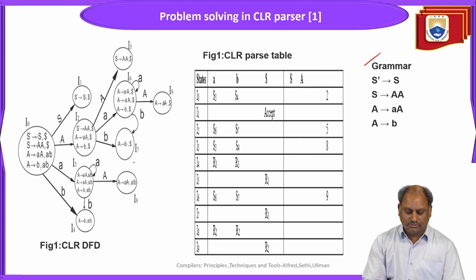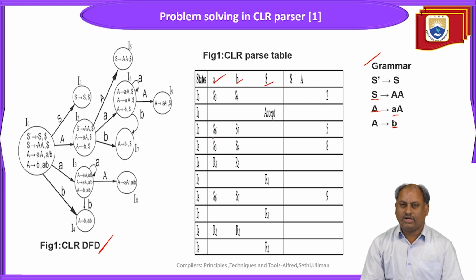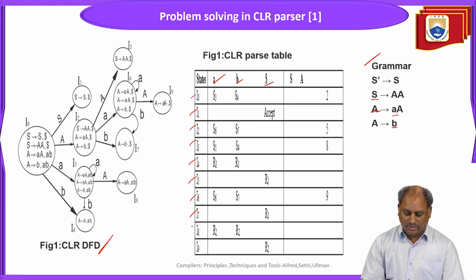Previously we have written a diagram of the states, and the same diagram helps with the CLR implementation. In CLR implementation, you have to write the symbols: capital S, capital A, small a, small b, and dollar. These are written on the top with column notation, and the states on the left are I0, I1, I2, I3, and so on up to I9.